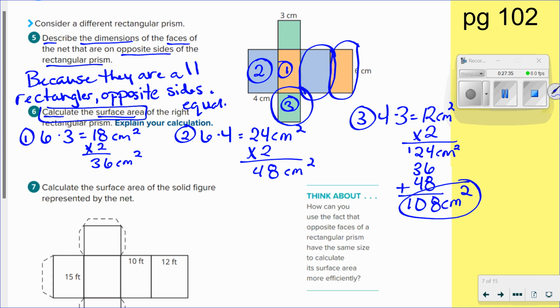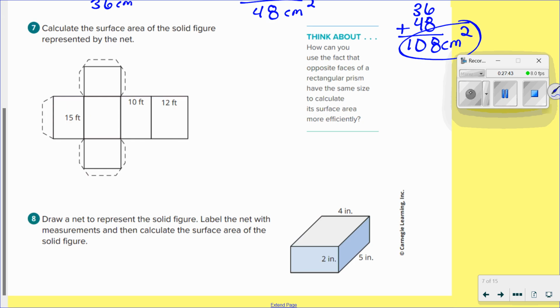All right, now that I've shown you how to do this one as an example, I'm going to give you 2 more minutes on number 7. Go for it. All right, guys, let's talk about this net. First of all, it looks just like this, yes? So when you fold it up, it's going to become a prism. Make sense?